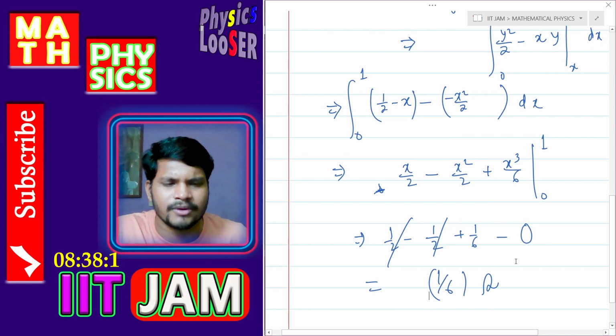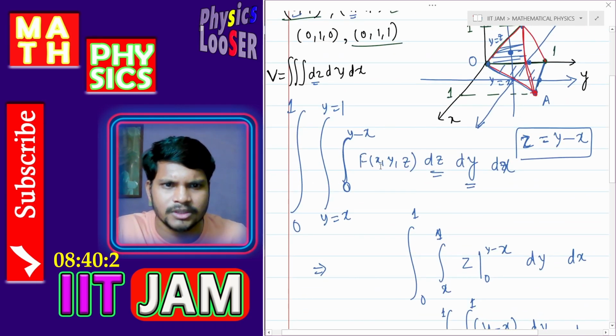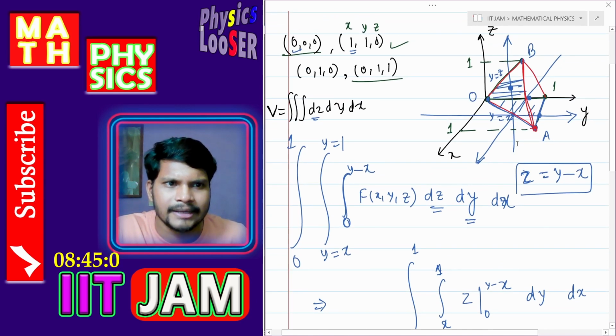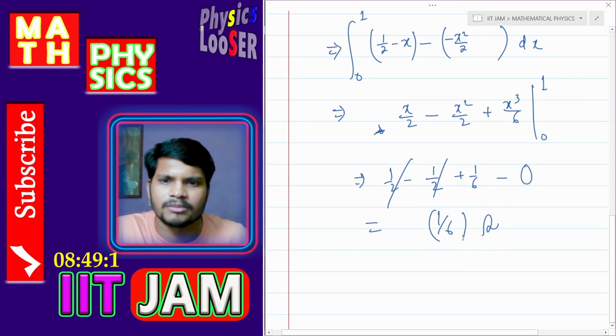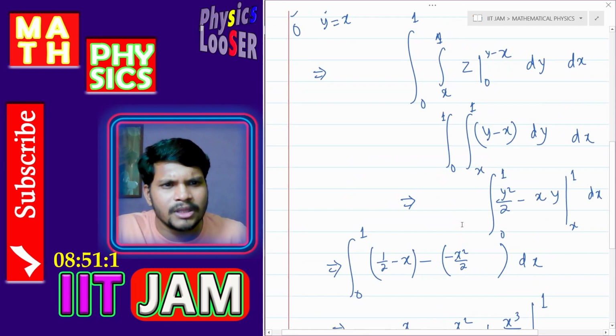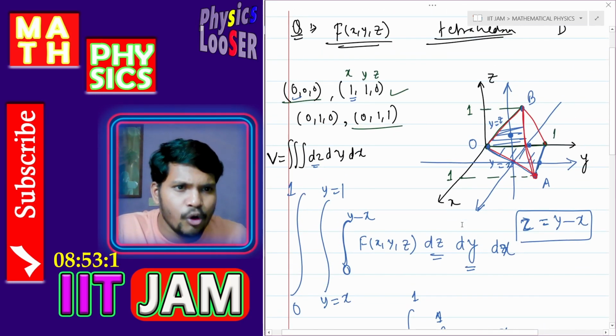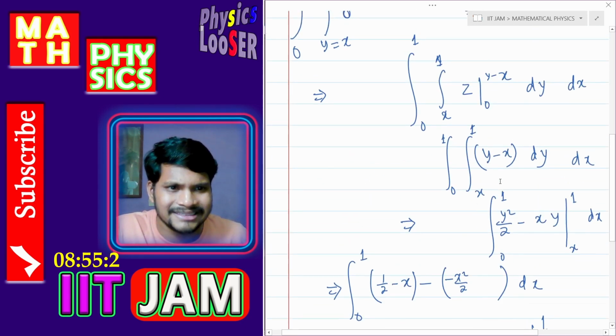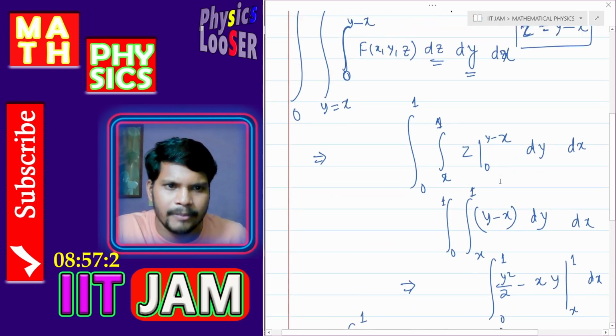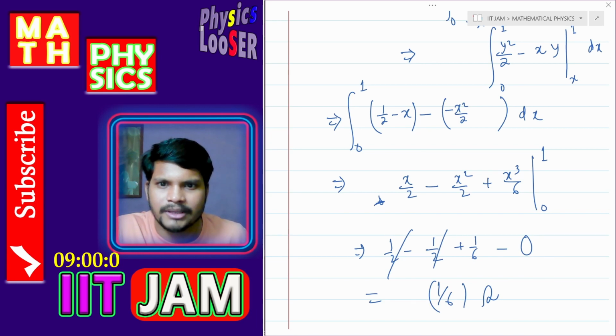So if there is a function f of x, y, z whose value is 1, what is the volume of the tetrahedron inside this region 0, 1 and 1? So this is the volume of this tetrahedron. Using the volume integral, any complicated region can be handled, and you can find the volume by using this technique. So that's why this is a very important one to understand.